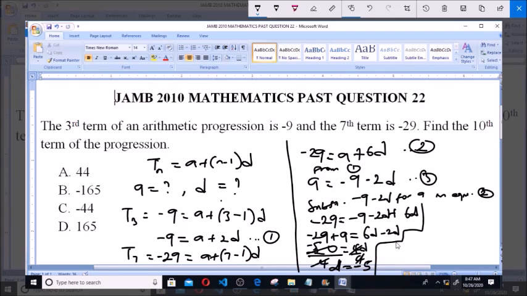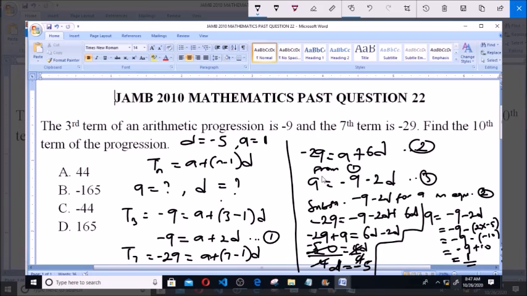Now from this we can find A. Since our common difference D is minus 5, A from equation 3 is equals to minus 9 minus 2D. And since D is minus 5, A is equals to minus 9 minus 2 times minus 5. So this is equals to minus 9 plus 10, which is equals to 1. So A is equals to 1. Now we have D equals minus 5, the common difference, and A, the first term, equals 1.